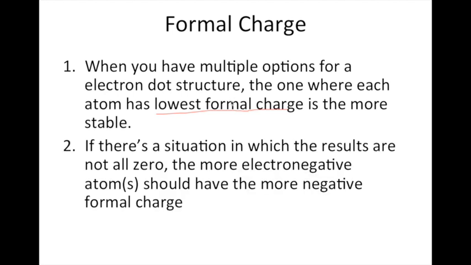Now, if there are two or more resonance structures where none of the atoms have all 0 formal charges, then we need to look at the electronegativity. The negative formal charge should be on the more electronegative atom. So a negative formal charge is more stable when it's on a more electronegative atom, and consequently the positive formal charge is more stable when it's on the less electronegative atom.